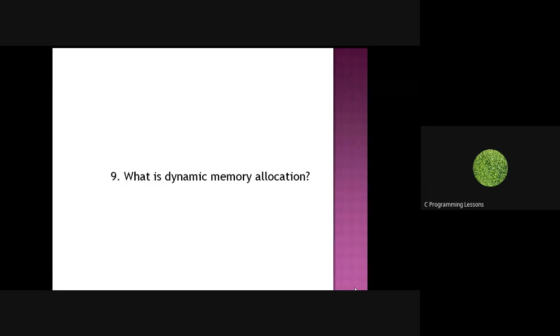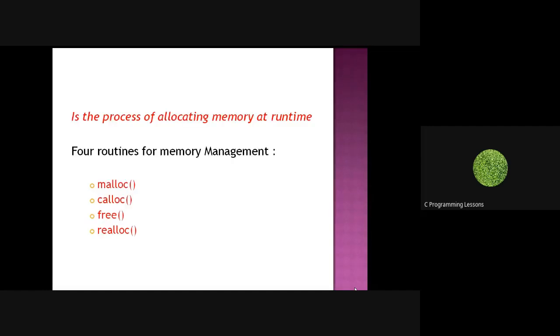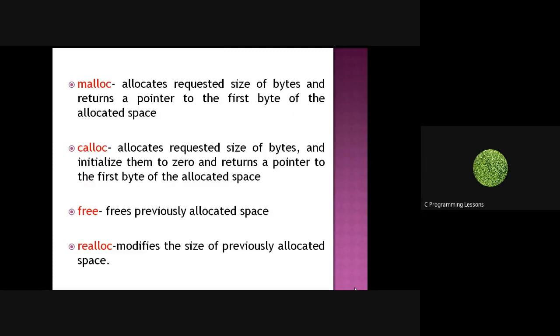Now, dynamic memory allocation is the management of memory during the runtime. Normally, the memory allocation takes place during the compilation time, but in C programming, there are 4 functions with which we can manage memory during the runtime. The 4 functions are malloc, calloc, free, and realloc. Now, these are the purposes of each of the functions.